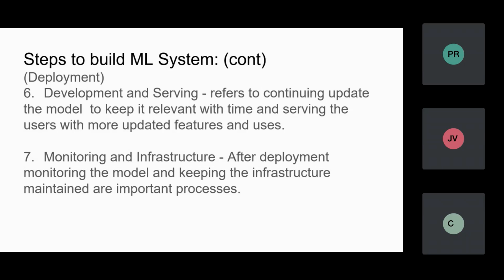Similarly, infrastructure helps us operate and maintain the whole ML system, and keeps it running smoothly. So having a good infrastructure and keeping it optimized, or updating it with time, gives us a smooth operation of the whole system.